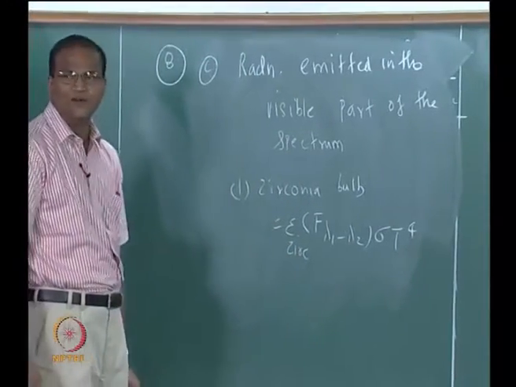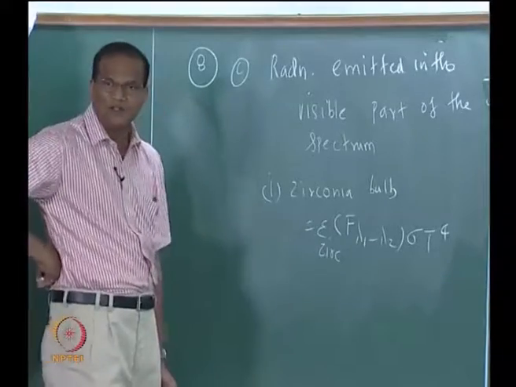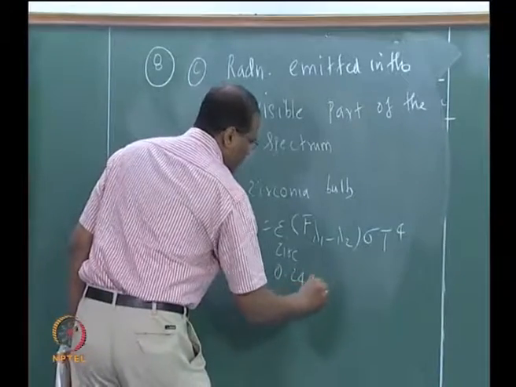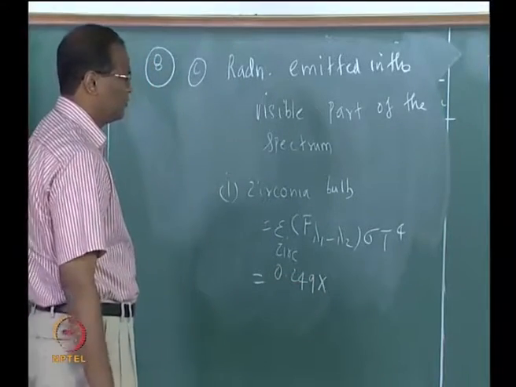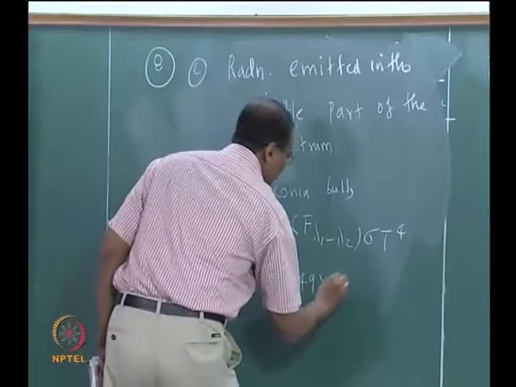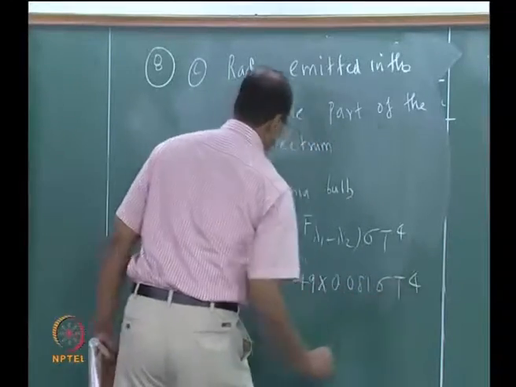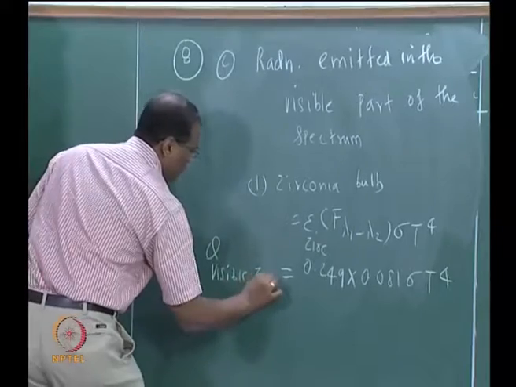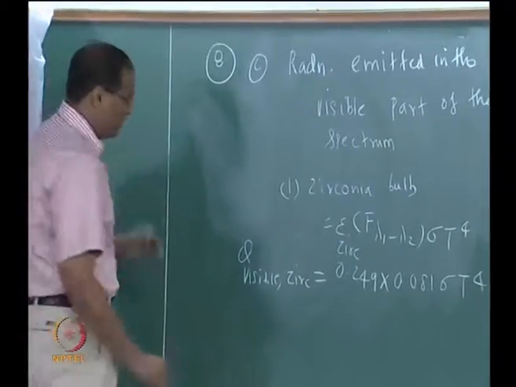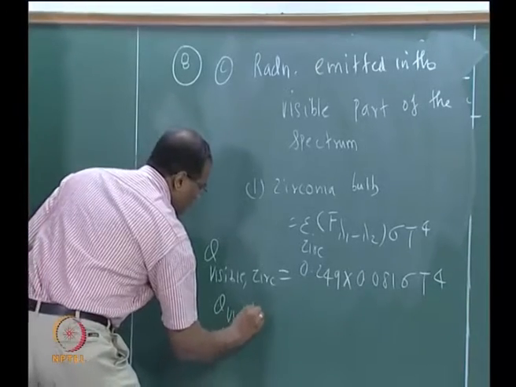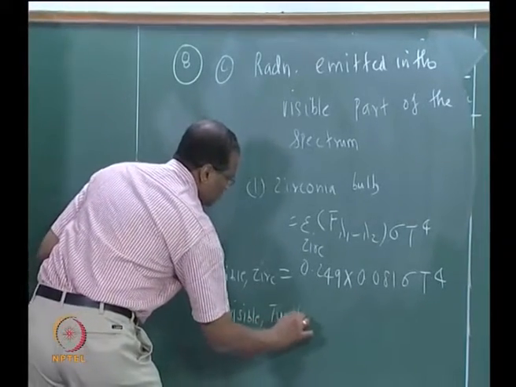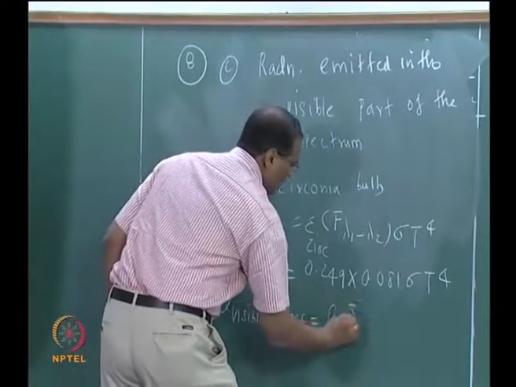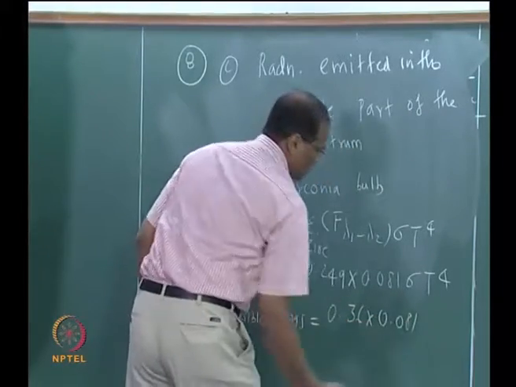So epsilon zirc into f of lambda 1 to lambda 2 into sigma T to the power of 4. What was this emissivity? 0.249. What was f of lambda 1 to lambda 2? 0.081. So Q visible zirc. Okay. So Q visible tungsten is given by 0.36, same 0.081.